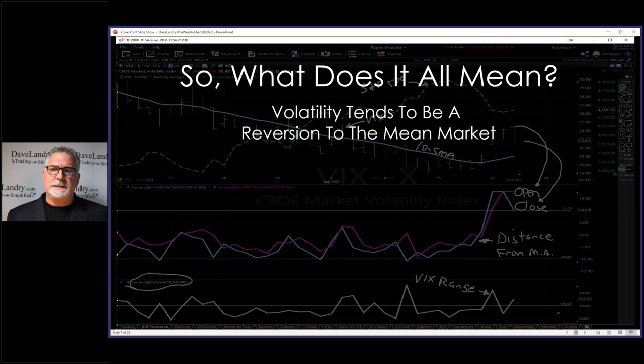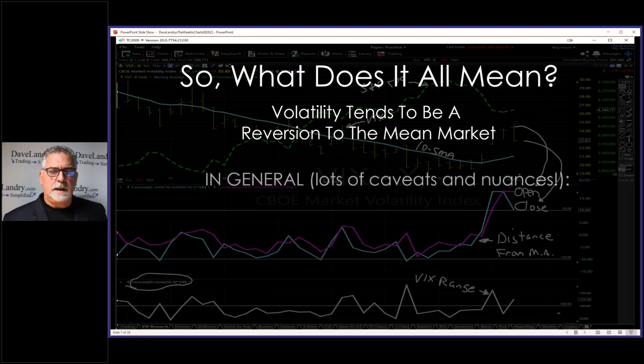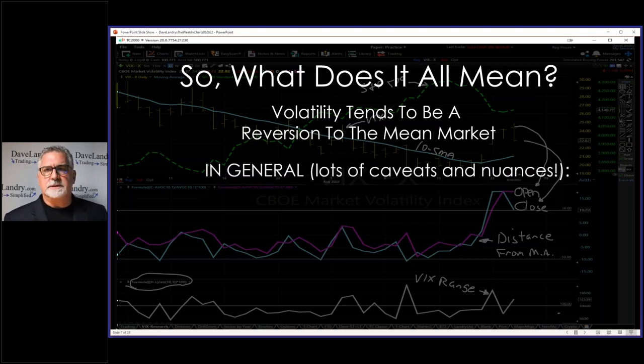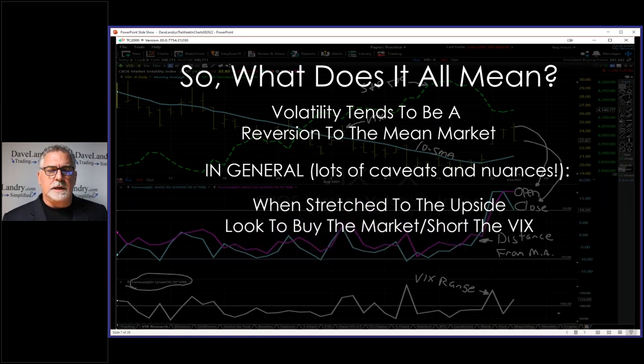And one thing that Larry Connors and I noodle with quite a bit is it tends to overshoot when it snaps back. And I think that's what makes some of this VIX stuff work so well. And in general, and there's lots of caveats and nuances to learn about when it comes to the VIX, you want to buy when it's stretched to the upside, and you want to short when it's stretched to the downside. When it's stretched to the downside, people become very complacent.